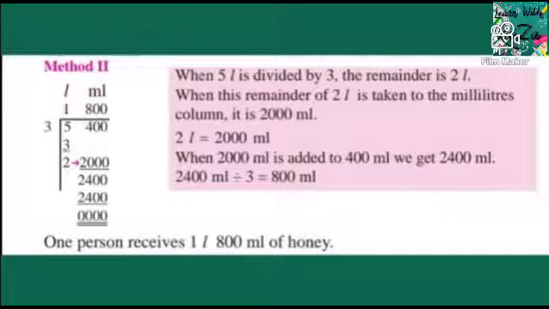So see again, 5 liters 400 milliliters should be divided by 3. In 5 only one 3, therefore 3 times 1 is 3, 5 minus 3 is 2, and the 400 milliliters is taken down. 2 liters means 2000 milliliters, and that with 400 milliliters together is 2400 milliliters. In 2400 how many 3s are there? That is 800. Therefore the answer is 1 liter 800 milliliters.